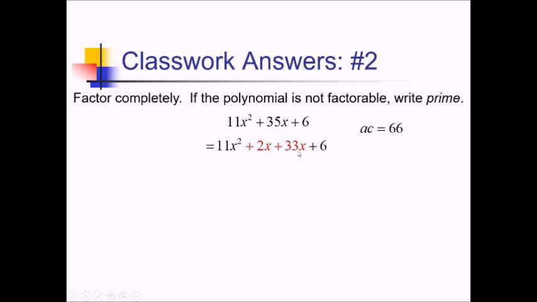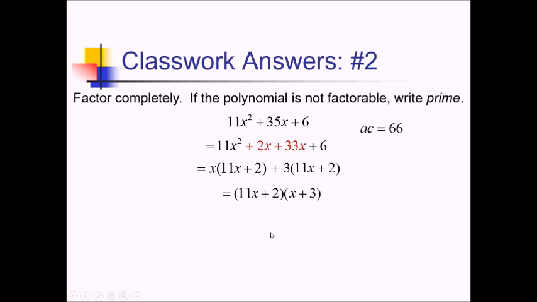And now since I have 4 terms, I can factor by grouping. For the first 2 here, I can take out an x, leaving me with 11x plus 2. And then for the next 2 terms, I can take out a 3. That's also going to be 11x plus 2 if I do that. Now I can factor out the 11x plus 2, and I'll put the leftovers, x plus 3, in parentheses next to it.